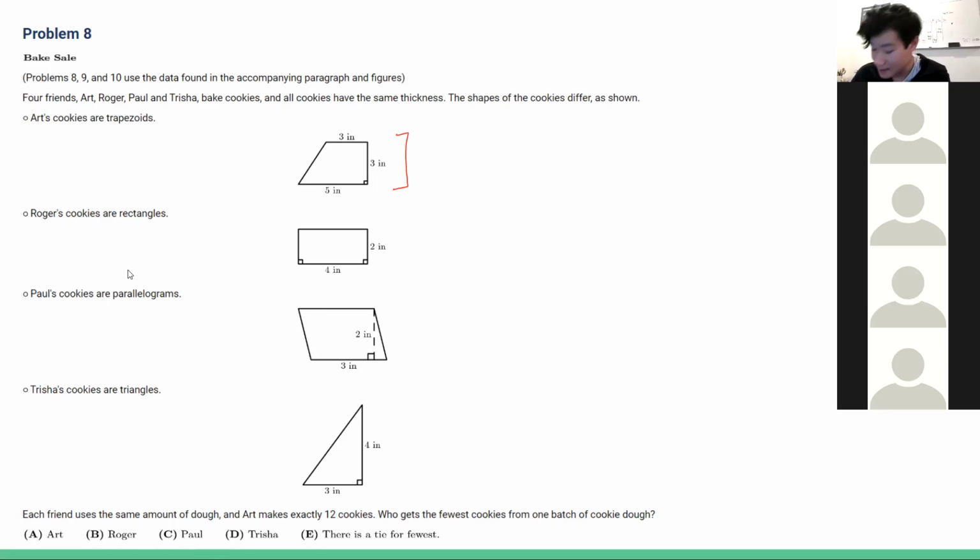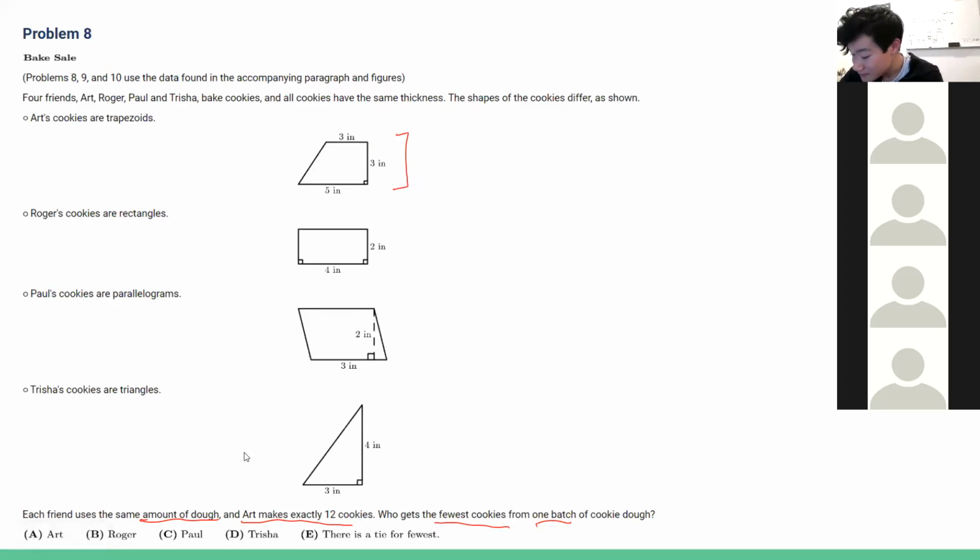Right, that's a lot of information, right? We're trying to find who gets the fewest cookies from one batch. So everyone's batch has the same amount of dough. Right. It says right here they use the same amount. And we know how much Art makes. So if we can find out how much dough it takes him to make a single cookie, then we can find out how much dough it took to make the entire batch, right? And that would be the amount of dough. So let's start doing that.